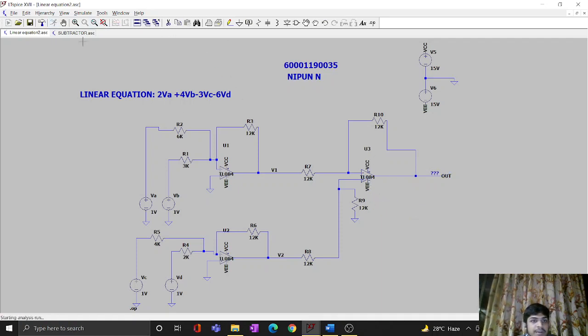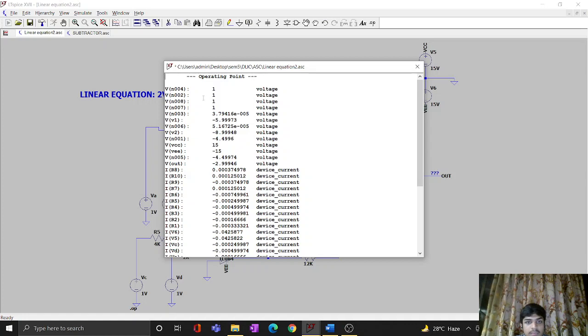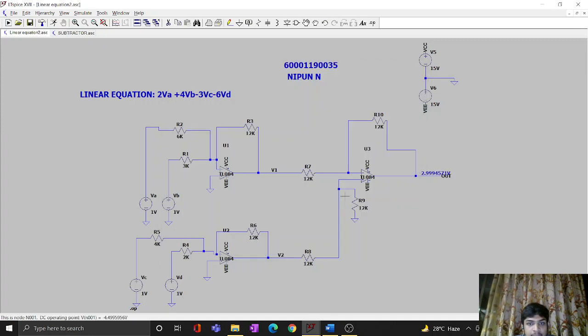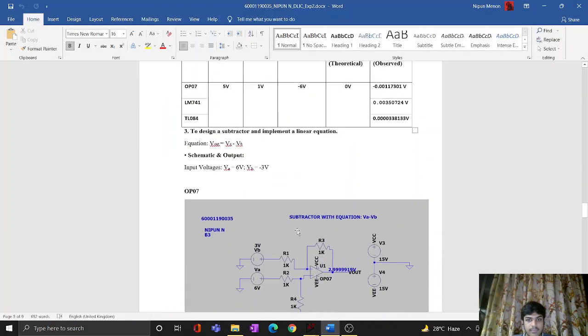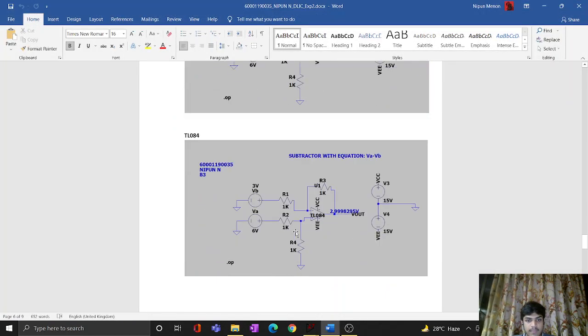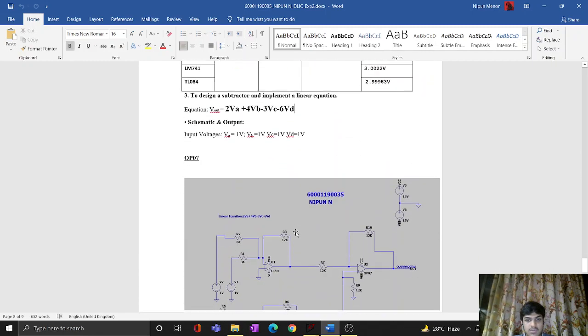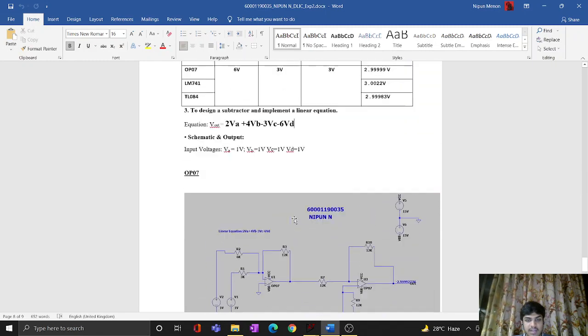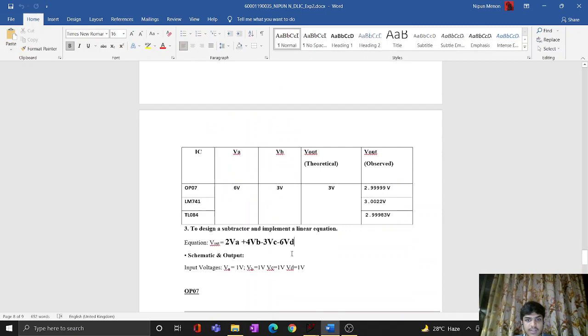I run the circuit and you can see the values here, and we can see we get a better accuracy of minus 2.99457. I have recorded the values and attached the screenshots along with the table.